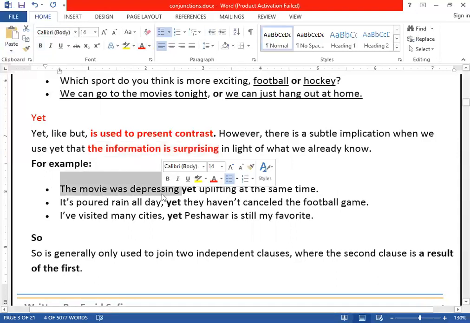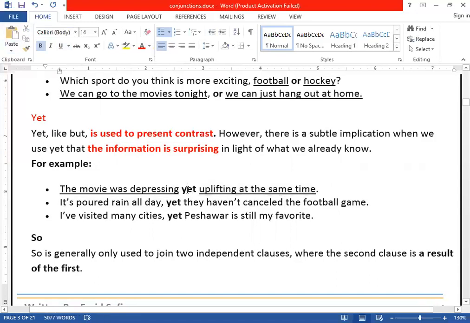The movie was depressing. Can you see? And we want to show what? This is one clause and then a phrase, so we have used yet here. It is surprising information. The movie was depressing yet uplifting at the same time. It shows contrast. For example, it rained all day, yet they haven't cancelled the football game.